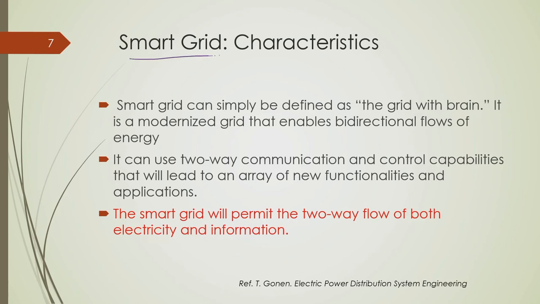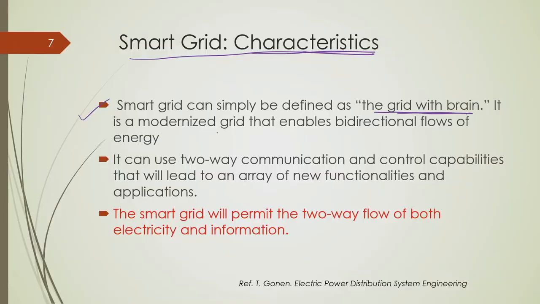Now, let me talk about some characteristics of a typical smart grid. A smart grid is implied to be a grid with a brain, because it is automated, because we use several advanced communication and information technologies. So, it is a modernized grid that enables bidirectional flows of energy as well as data. This is very important.